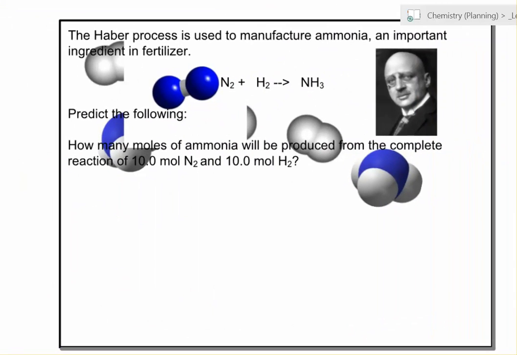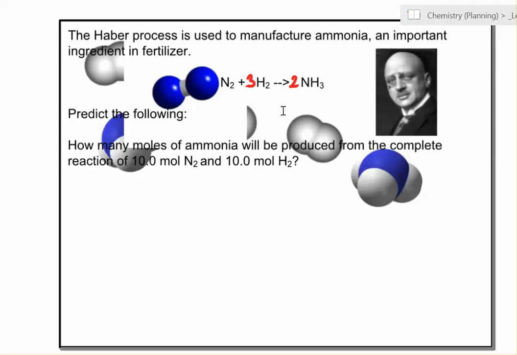Let's look at that reaction in a bit more detail. It's called the Haber process, and it's really used to manufacture ammonia, an important ingredient in fertilizer. Here's Fritz Haber, the German chemist who first came up with the industrial synthesis of ammonia. We want to balance our equation, putting a 3 there and a 2 there. And in the background, I apologize for the graphics, but I was trying to show some pictures of nitrogen, hydrogen, and ammonia.